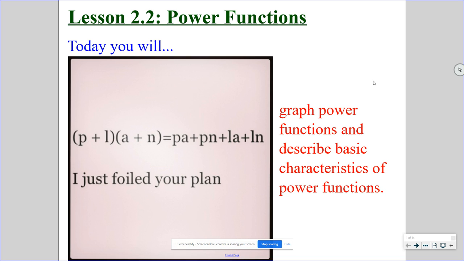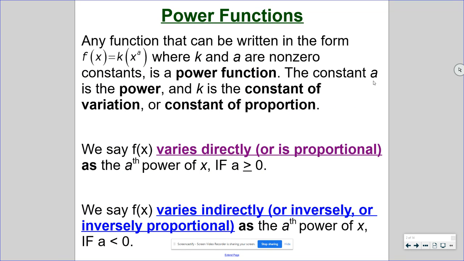All right, today we're going to cover lesson 2.2, which is a little short lesson looking into power functions. So power functions are functions that are written in a certain form where k is a number that is a coefficient multiplied by a value x that is being raised to a power. And the difference between a power function and a polynomial function, like from last section, is that a power function can have any kind of exponent you want. It can have a fractional exponent, it can have a negative exponent. It just can't have a zero exponent, okay?